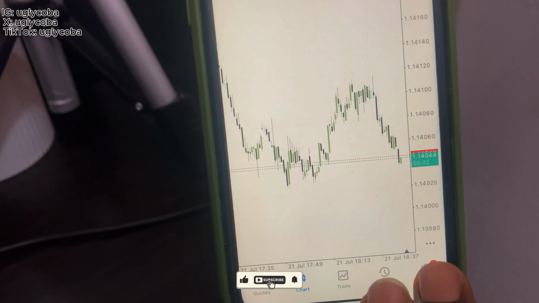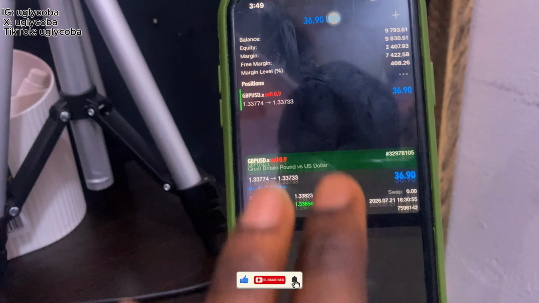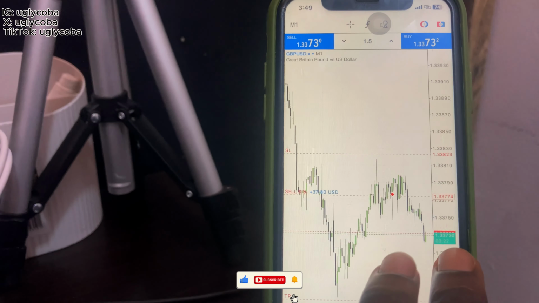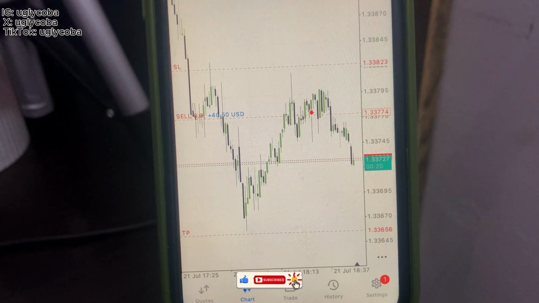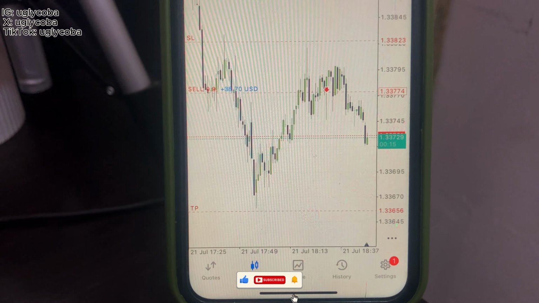And we are still running on the GBP USD trade. We are still running on that, and I'll be looking to break even soon. If we get another displacement lower, I'll go break even.